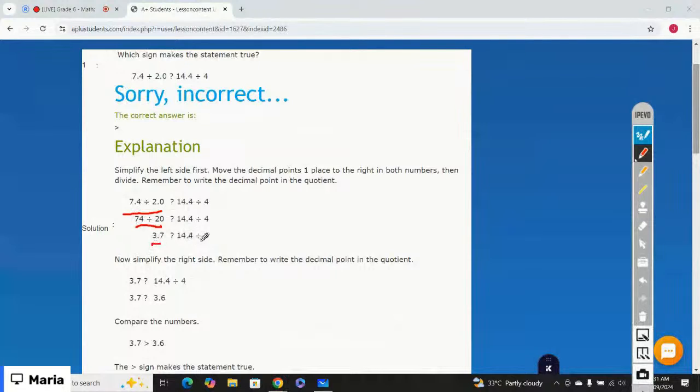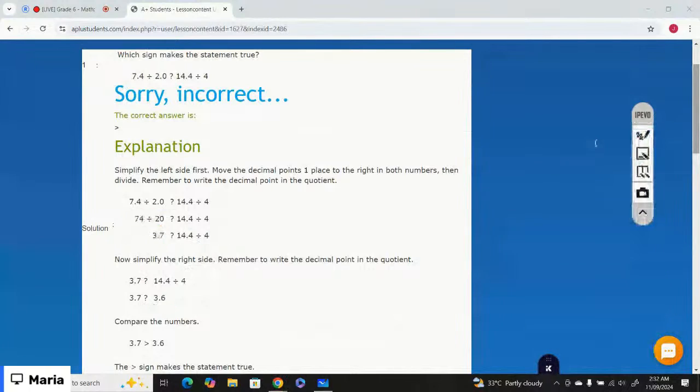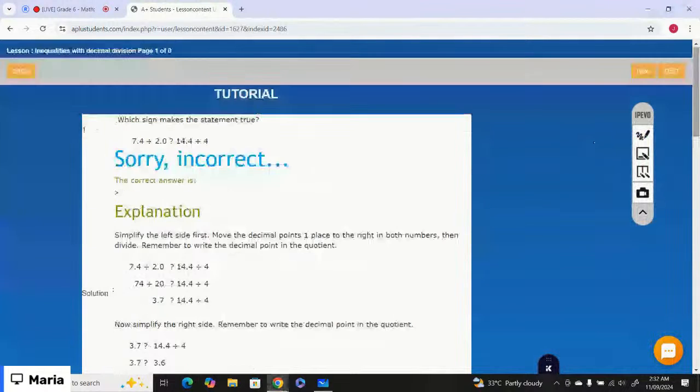Simply divide 14.4 divided by 4, because the divisor doesn't have any decimal point, so you don't need to move the decimal point. When you divide, that is 3.6. So 3.7 is greater than 3.6. Okay, so you can have a look at the tutorial by yourself later today. Let me just start with the test questions so that we can do more questions, right?